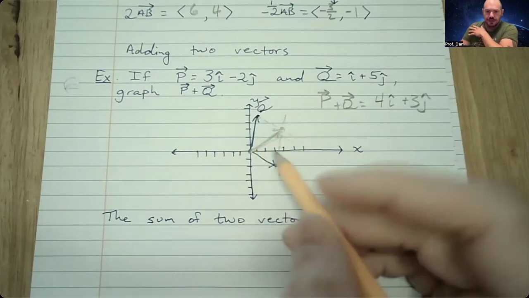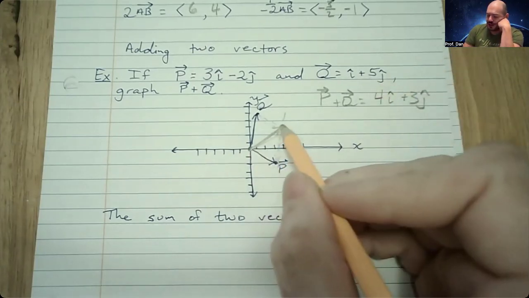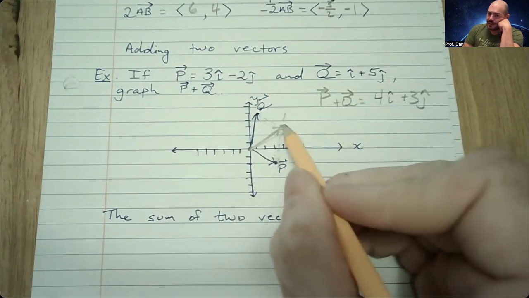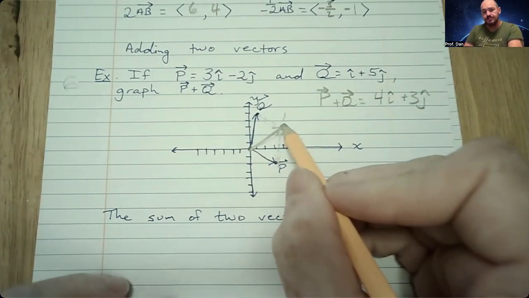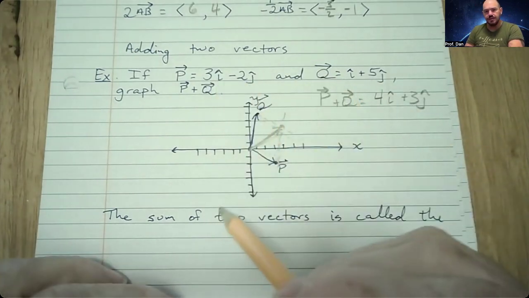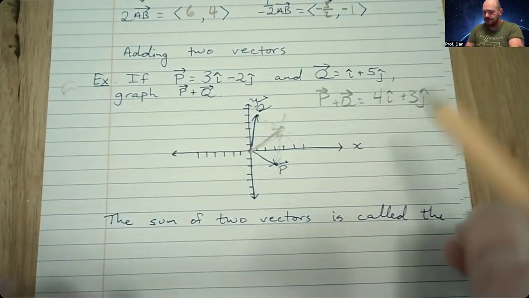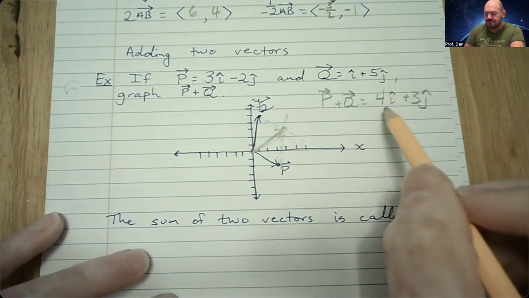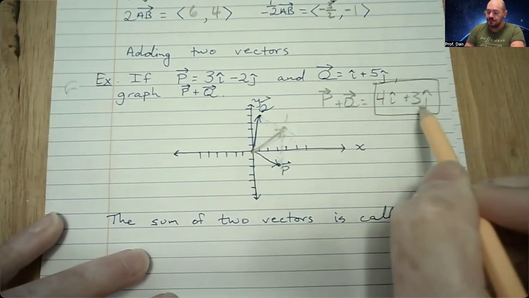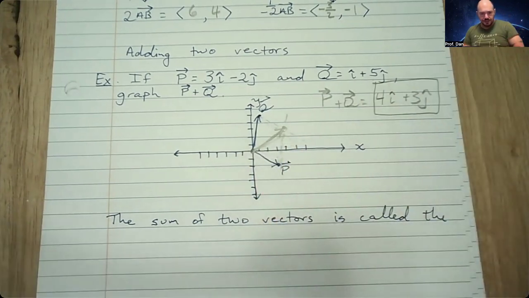Okay, so essentially what I want us to notice here is that when we complete this parallelogram, the point that we end up getting as our terminal point matches exactly what we would have got from just adding the horizontal components together and adding the vertical components together. So I end up getting 4i plus 3j. That's the component form. This is what the vector looks like. And it's the equivalent of adding whatever these two vectors P and Q represent together.